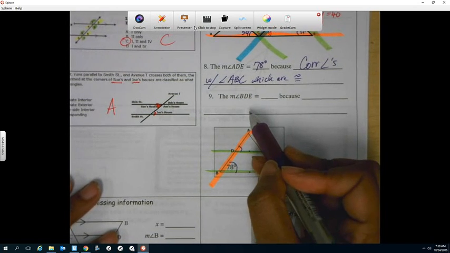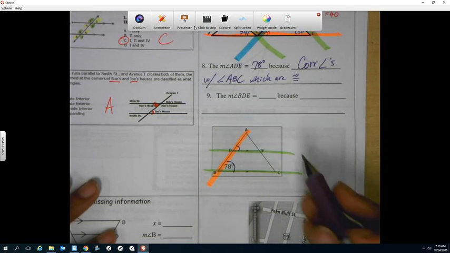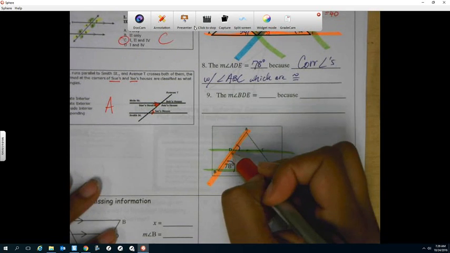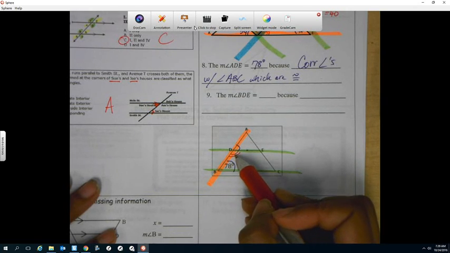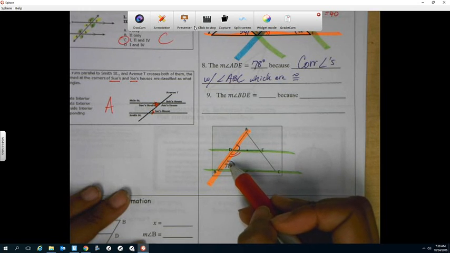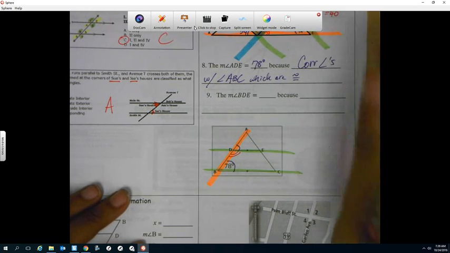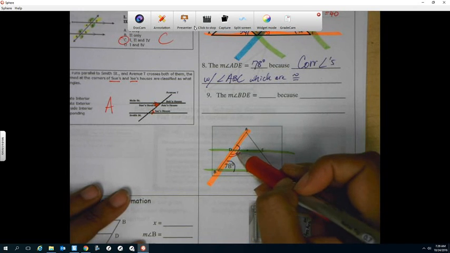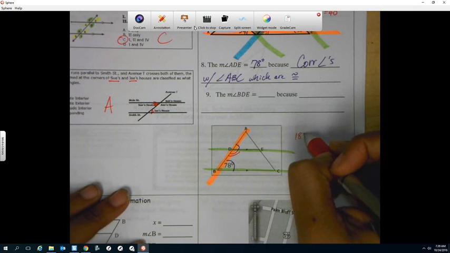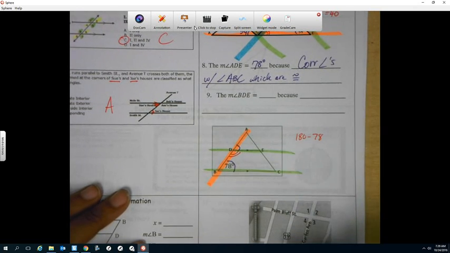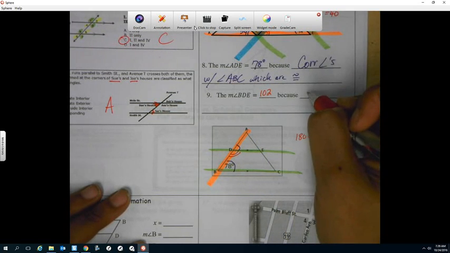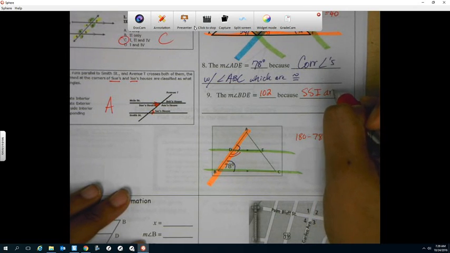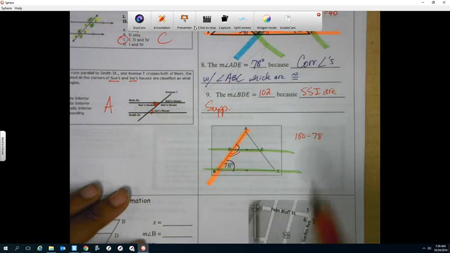Now, the second one is asking us to look at angle BDE. BDE is here, and I'm hoping you see now that 78 and BDE are in between the parallel lines. And I hope you see that they are same side interior. So if this is 78, to find this angle here, I would have to do 180 minus 78. So this will end up being 102, because same side interior angles are supplementary.